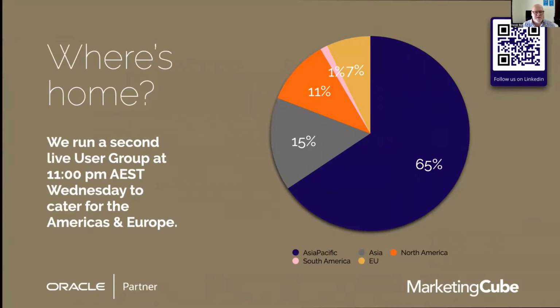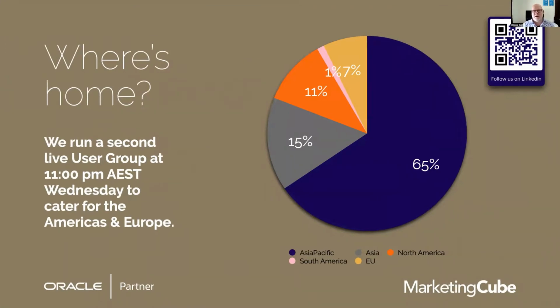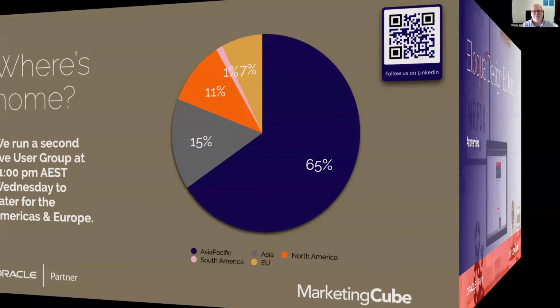Then where's home? We run two user groups. They're both live. One for the Americas, now it's happening at 11 p.m. Sydney time on Wednesday. So think of me while you're in bed asleep. But that serves our contacts and friends across the East Coast of the US, maybe into Chicago, but certainly into Europe and the UK as well, mid-afternoon for them. So we can see that's where registrations are, where people are based from a registration point of view. And all of this comes from our form submission data. That's how we're able to compile that particular information.